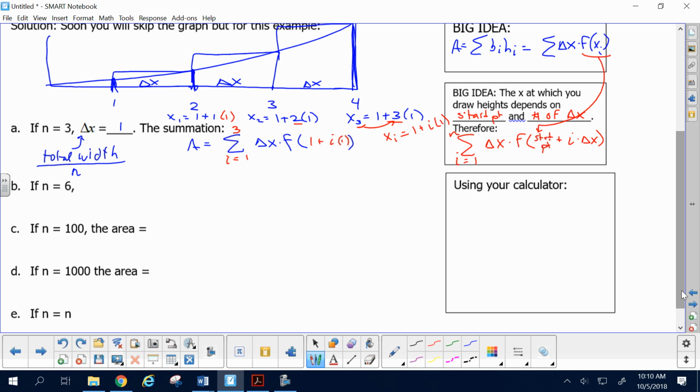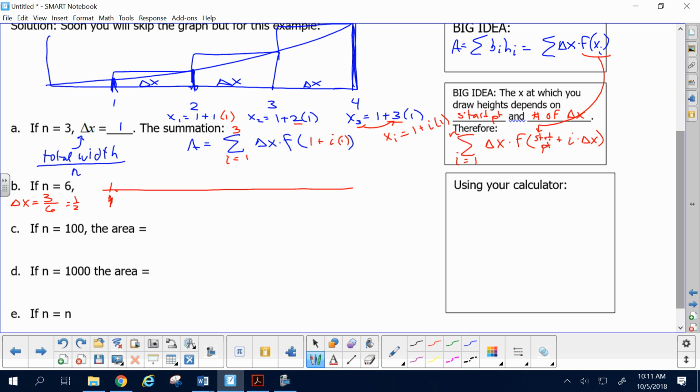Now, imagine if I did n equals 6. I'm not going to draw the whole figure again, but if you were to show the region here, we're still starting at 1 and going to 4. Now let's start with delta x, how wide each base will be. I'm going from 1 to 4, but I'm breaking it into 6 rectangles. So if I take that region of 3 wide and break it into 6 rectangles, how wide will each base be? The delta x is 3 divided by 6, or 1/2.